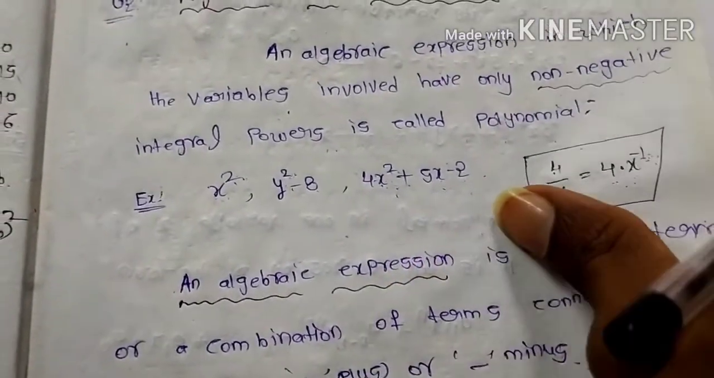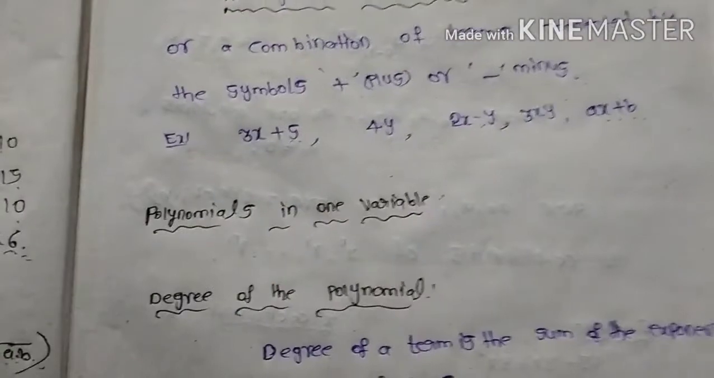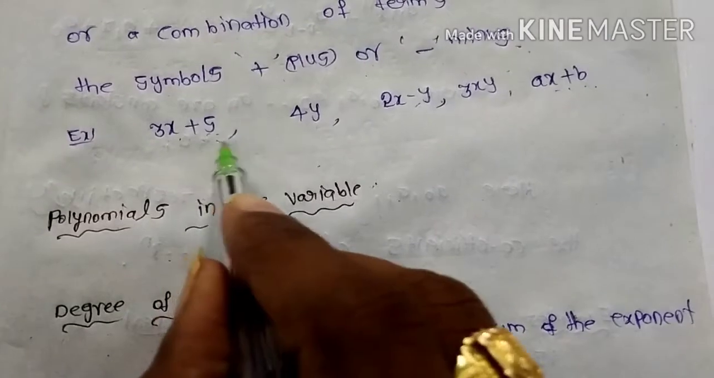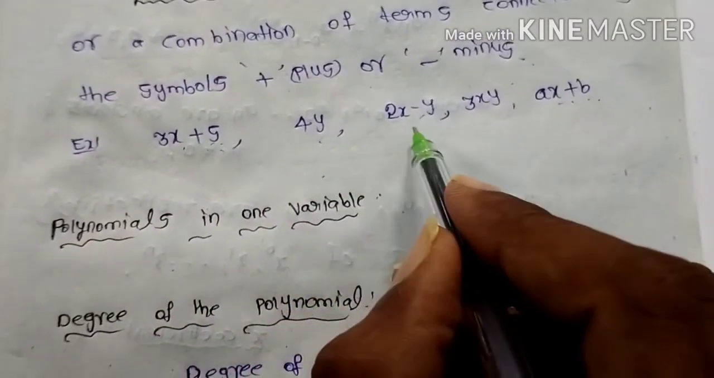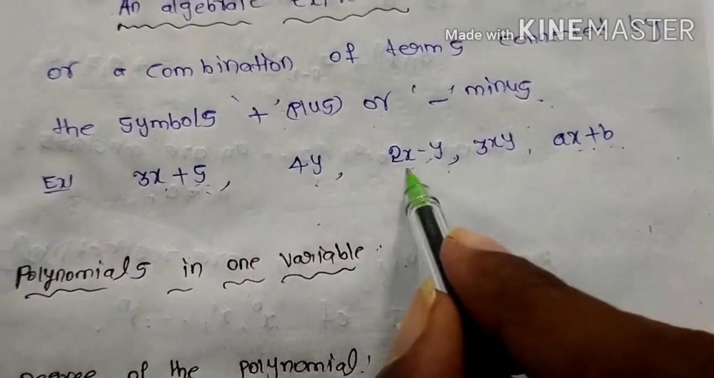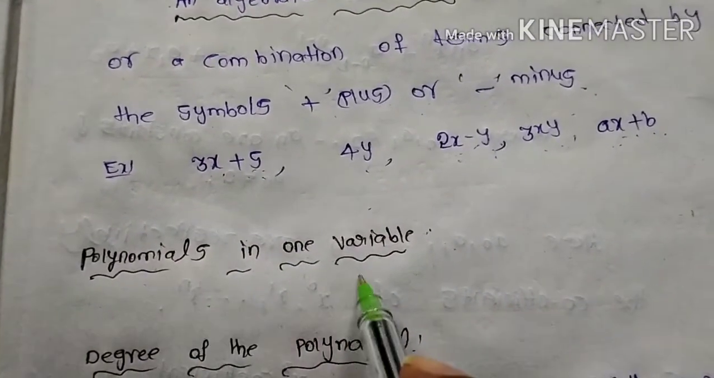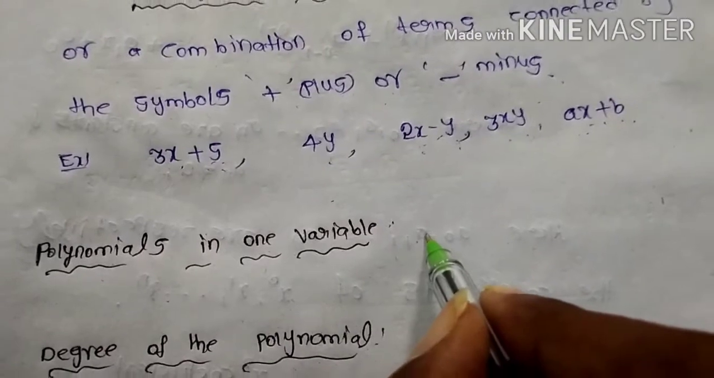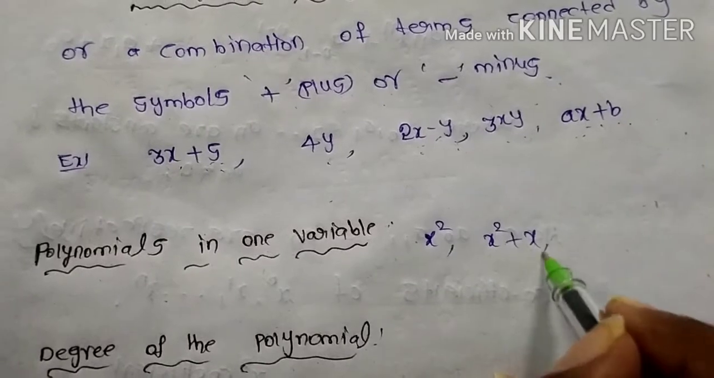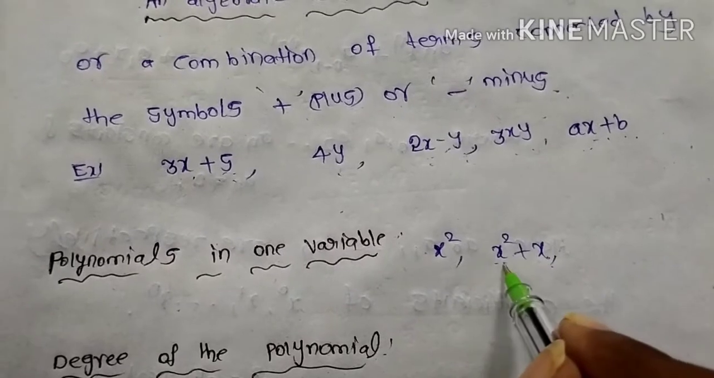Now, I am taking polynomials in one variable. What is the variable here? X, only one variable. Here the variable is y only. Here, in 2x minus 5y, that means it is a polynomial in two variables. Here two variables, there only one variable. So I am taking polynomials in one variable. Examples: here I am taking x square, this is one term. Next, x square plus x. This is another polynomial. All the terms have only x.